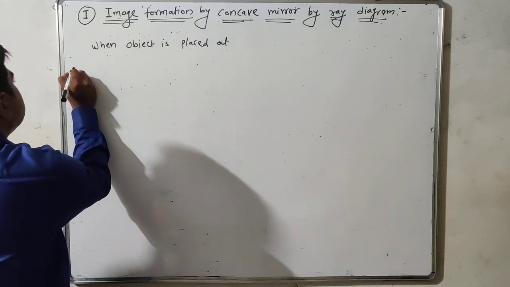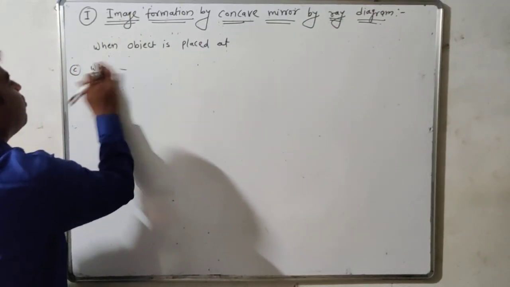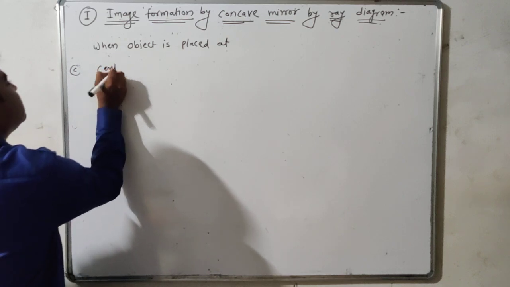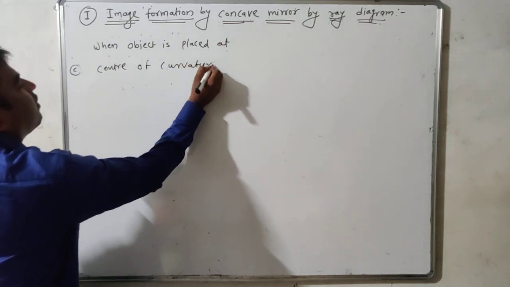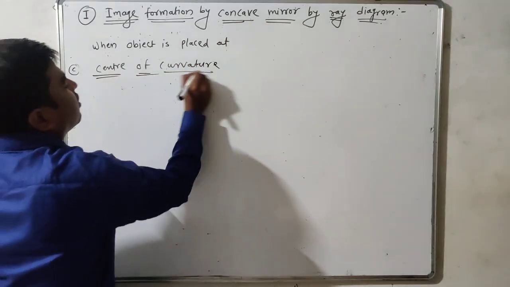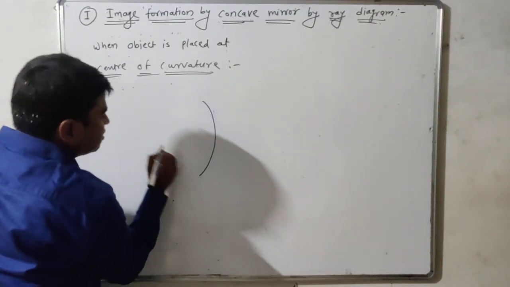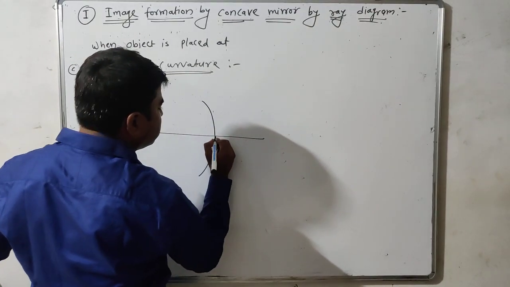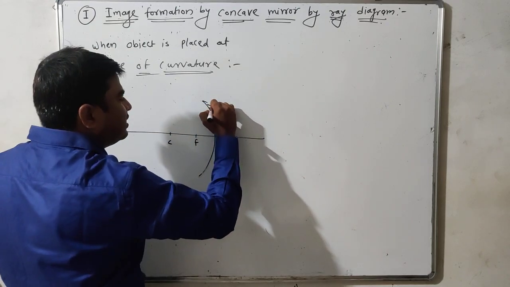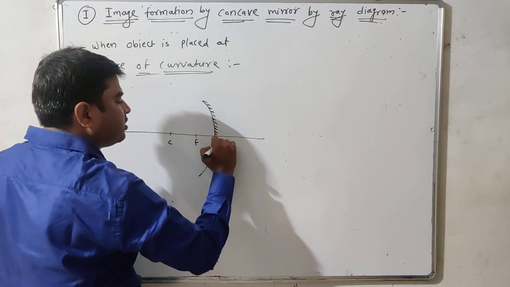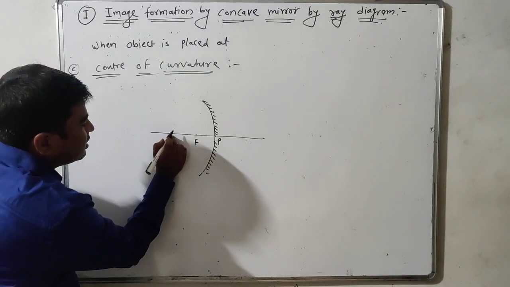Now student, when the object is located at center of curvature, for that again we take such a concave spherical mirror. This is the pole, this is the focus, this is the center of curvature, and this side is silver polished. Okay. Now the object is located again at C.